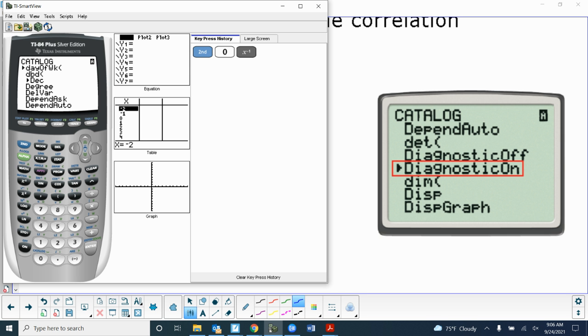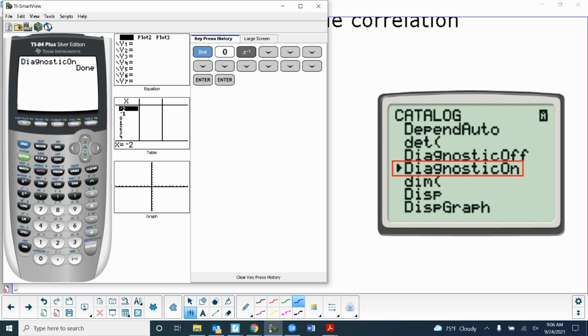All I did is hit the X inverse where I saw the capital D above the button, and it jumped to the D's. Now I'm going to hit my down arrow keys until I see diagnostics on. So there it is. Now what you want to do is hit enter twice. Enter, diagnostics on, and then hit enter and it'll say done. Okay. So now you've turned your diagnostics on. When you do a problem, you'll be able to find that R value. Your calculator will find it for you. Okay.